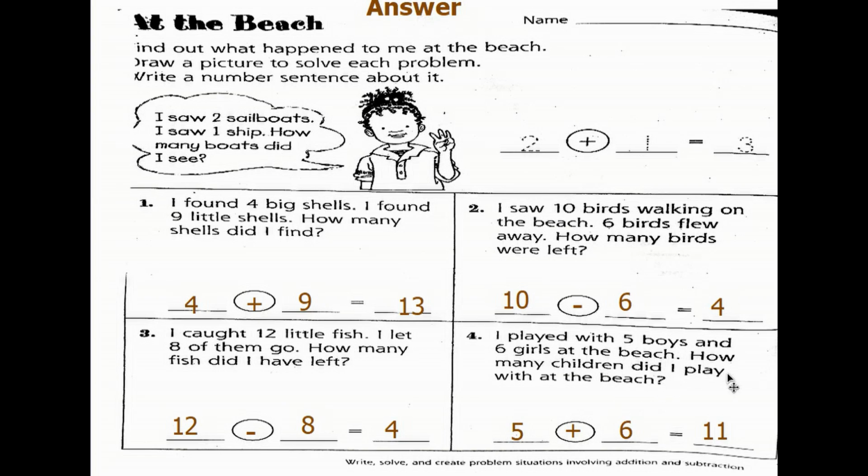Lastly, I played with 5 boys and 6 girls at the beach. How many children did I play with at the beach? I played with 5 boys and 6 girls. Means the sum of all boys and girls. So it will be the sum 11. These are the answers. Now let's continue.